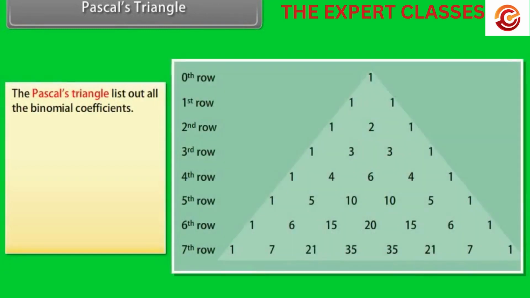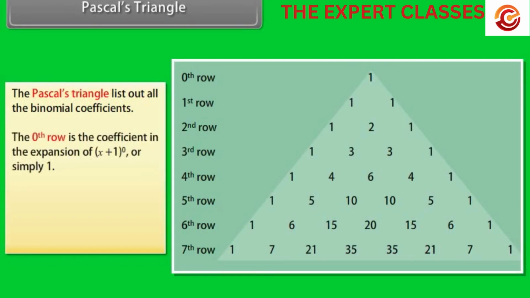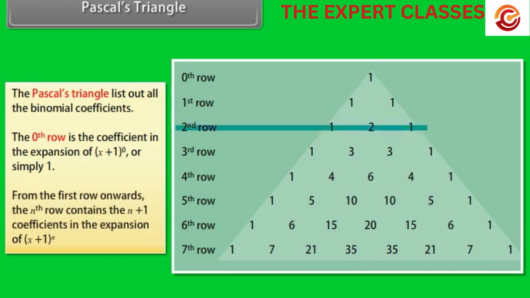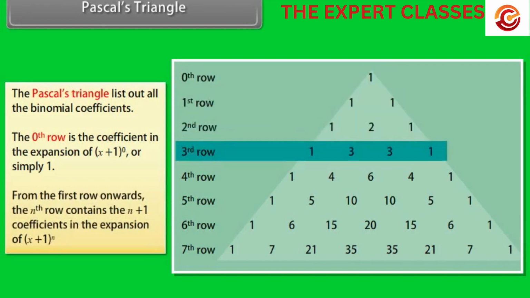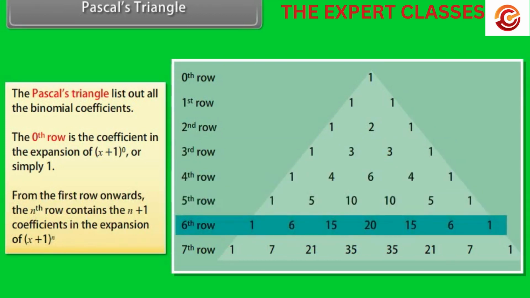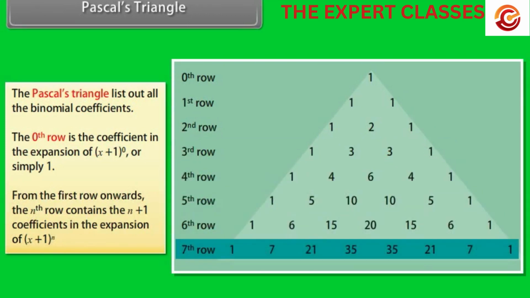Pascal's triangle. Pascal's triangle lists out all the binomial coefficients as shown in the figure given below. The zeroth row is the coefficient in the expansion of (x+1) raised to power 0, or simply 1. From the first row onwards, the nth row contains the n plus 1 coefficients in the expansion of (x+1) raised to power n.